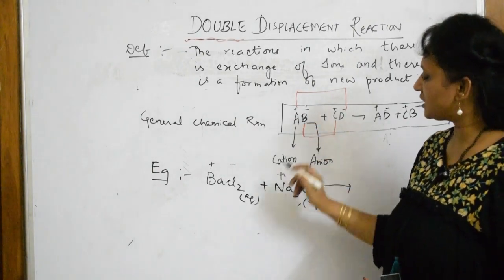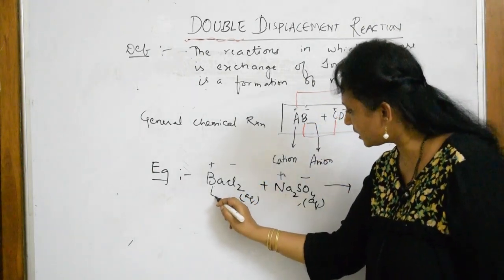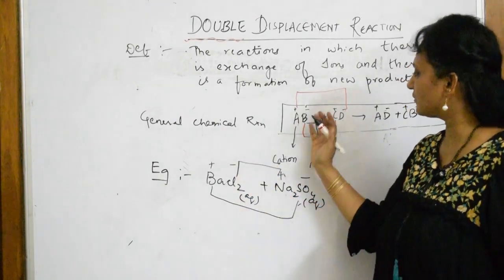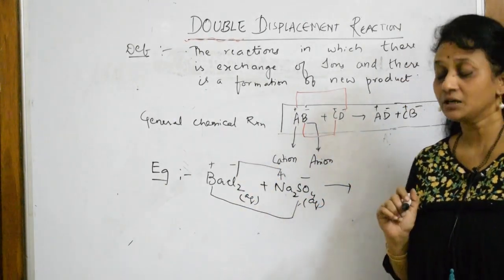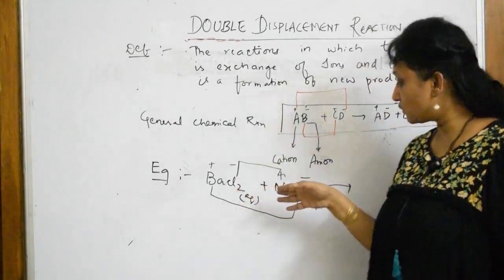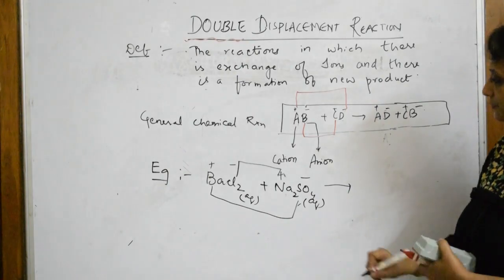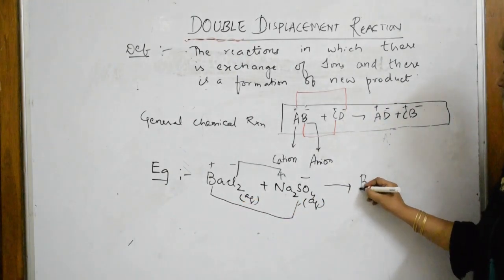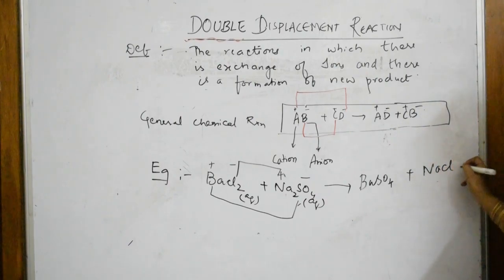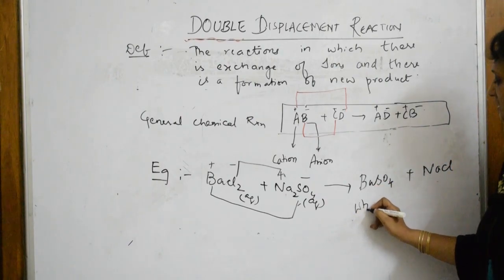Here the exchange will happen, meaning the positive one combines with the negative one. The positive one combines with the negative one. Same thing I have written here. Now what product do I get? Initially I took barium chloride, then I took sodium sulfate. Now what is happening? It's forming barium sulfate, and the leftover is sodium chloride. Now see this. A white color PPT is formed.